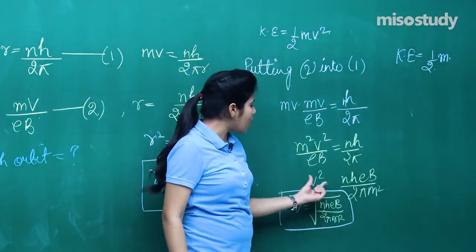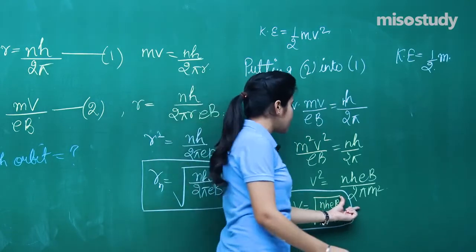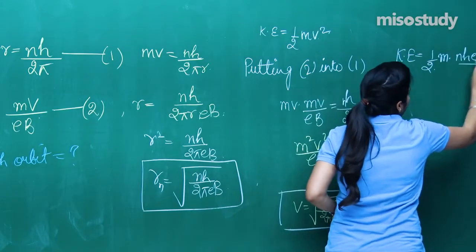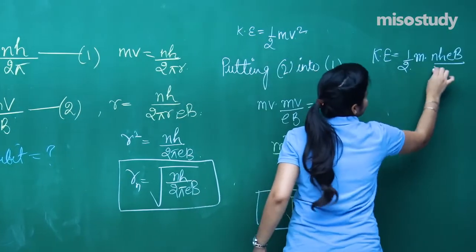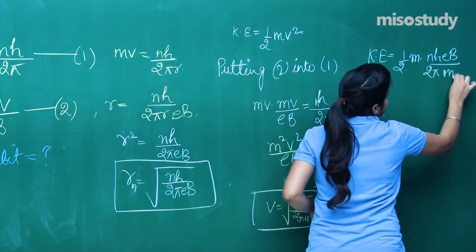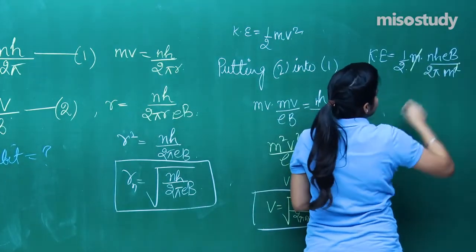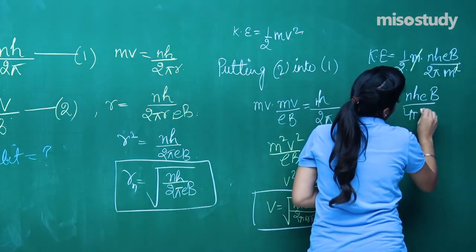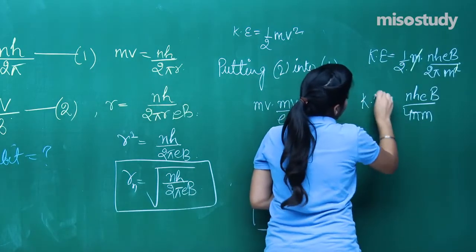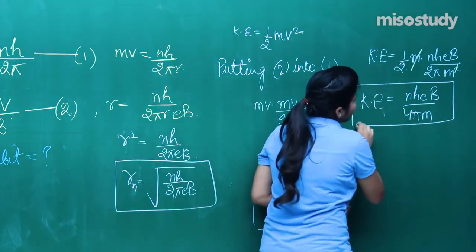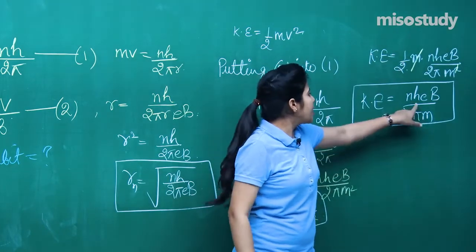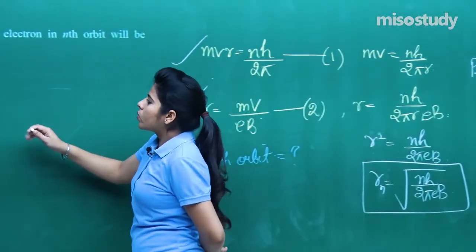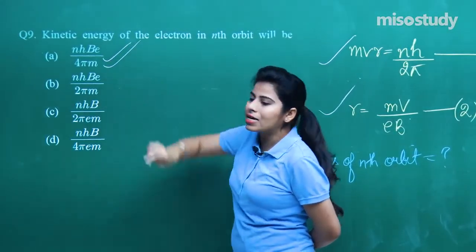So you can directly put this value over here, that will be nheB upon 2 pi m squared. So this m cancelled and we now have nheB upon 4 pi m. This is the value of kinetic energy. Now we have to verify whether this is correct or not: nheB upon 4 pi m. So just move. Okay, I can see that option number A is the correct answer for this.